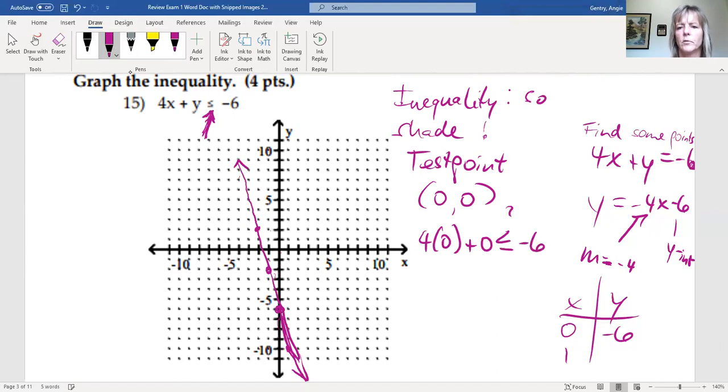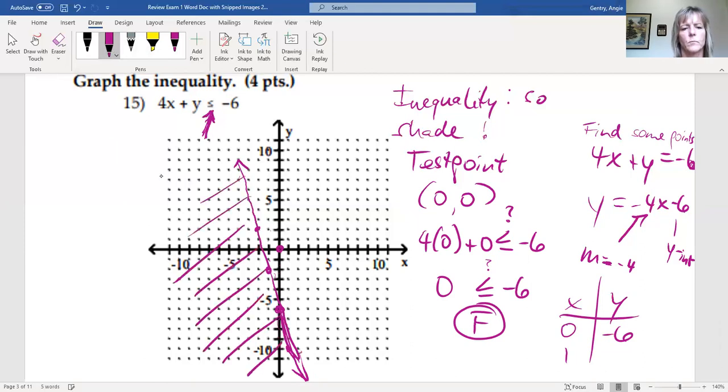I want to know, is this true? 0 less than or equal to -6. Is that true? 0 is greater than -6, so this is false. What does that mean? Well, where that 0, 0 lies makes a false statement, so I don't want to shade over here. So where do I shade? I shade over there. And then I have full points.